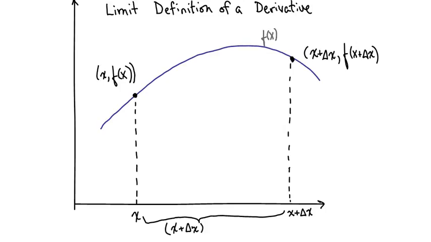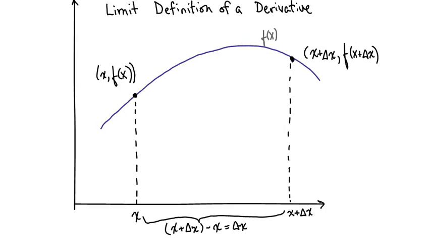And the distance in between the two x coordinates would be the second x value, which is x plus delta x, minus the first x value, which is just x. And if you were to simplify that, you'd see that the x's will zero out, and we'll end up with that whole quantity equaling delta x. Okay, so this is the setup for what we're going to do next with this.